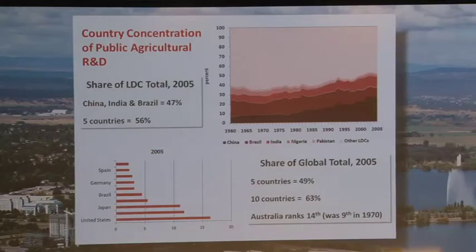Australia ranks 40th in that global list of R&D performers, but I note that in 1970 Australia ranked 9th. So as we saw in those pie diagrams earlier, Australia, relative to the rest of the world, is losing market share with respect to public ag R&D spending.